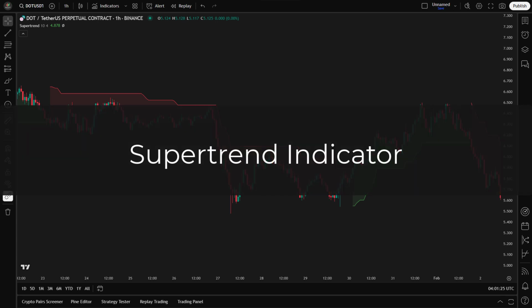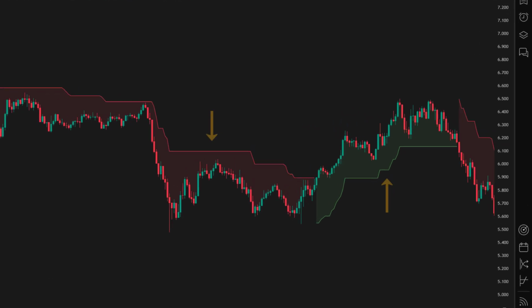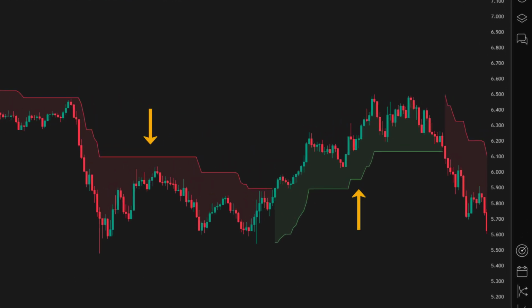Supertrend indicator. The Supertrend is a widely used trend-following indicator that helps traders identify the prevailing market direction with clarity. Unlike some lagging indicators, Supertrend responds to both price action and volatility, making it more adaptive to market changes. It plots a line either above or below the price, depending on the trend.